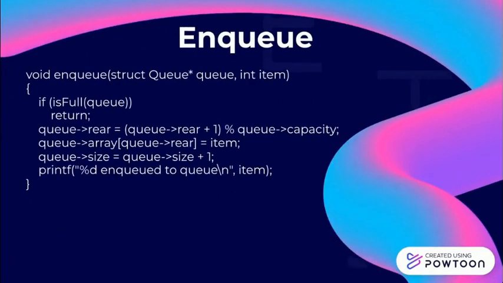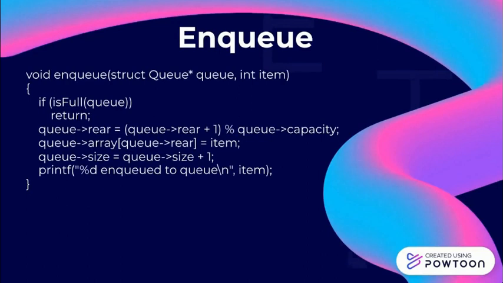So this is the code snippet for the enqueue operation. In this we will understand how the enqueue operation works. First we are going to pass the entire queue as a struct and the item which we are going to insert into the queue inside the function. After that, in this if condition, we are going to check whether the queue is full or not. If the queue is full, we are going to return, and if the queue is not full, the rear pointer is incremented by 1, and here we are going to perform a modulo operation in order to make sure that it does not overflow the entire capacity.